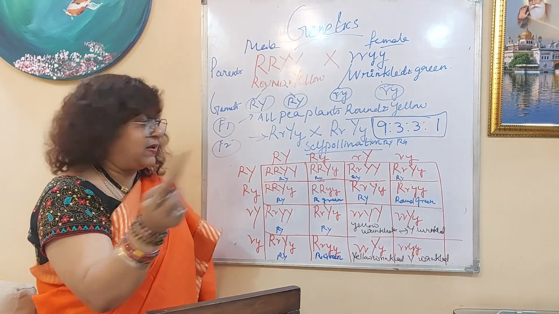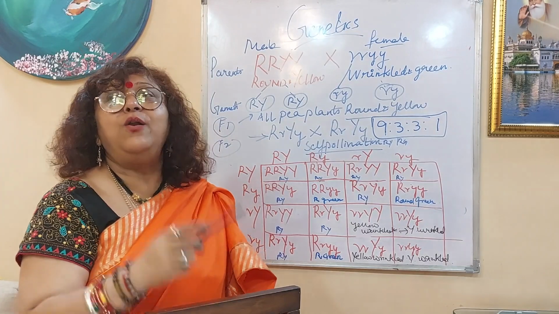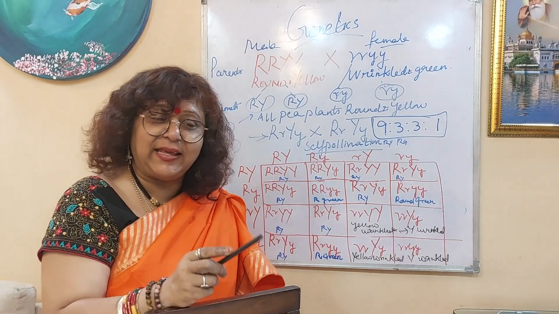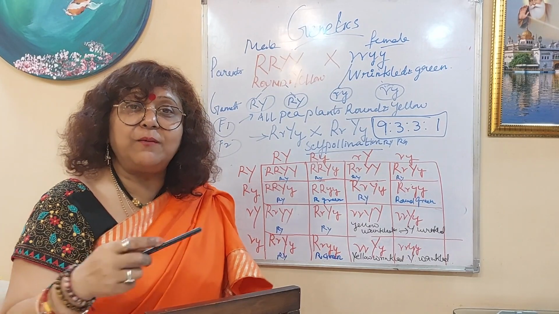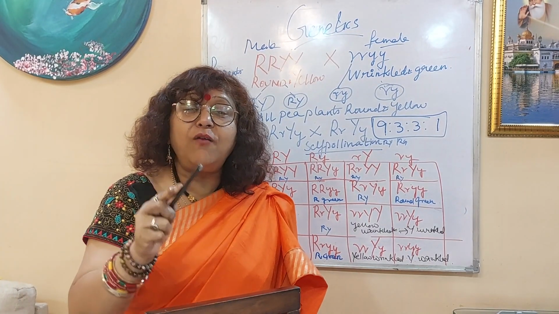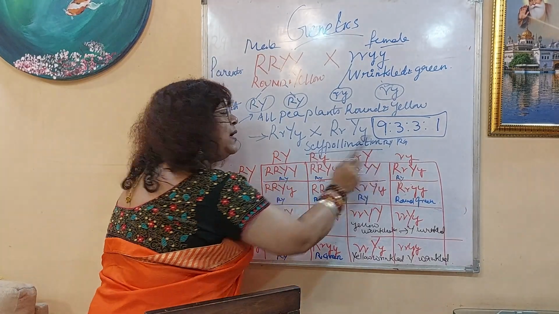I will tell you after this. Two laws were given in the monohybrid cross: the law of dominance and the law of segregation. What was given by the dihybrid cross? What did Mendel observe? He observed the law of independent assortment. That is how the gametes assort independently.